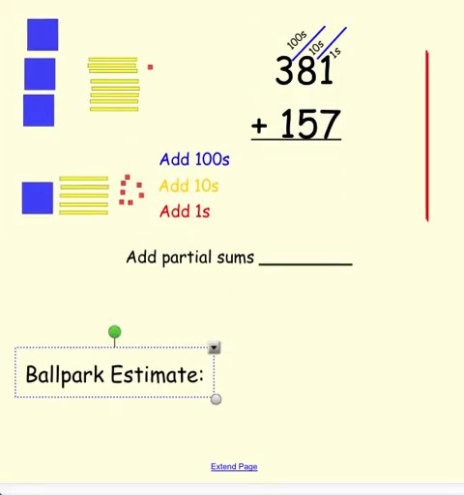We're going to do one more together. First thing I want to do is come up with a ballpark estimate. 381 plus 157. Okay, I'm going to write that down here. 381. This time, instead of going to the closest 10, I'm going to estimate to the closest 100. In order to do that, I look at the number right next to it.